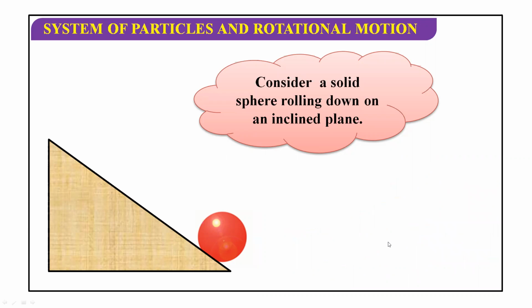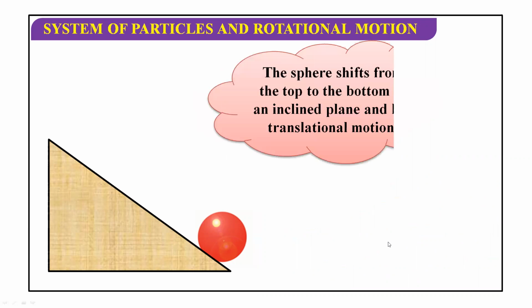Now consider a solid sphere rolling down the inclined plane. The sphere shifts from the top to the bottom, so it has a translational motion. For the translational motion, remember, we will consider the center of mass. It was here initially, then here, then here, and finally here. So we'll say that the center of mass is performing translational motion, and the object is performing rotational motion.